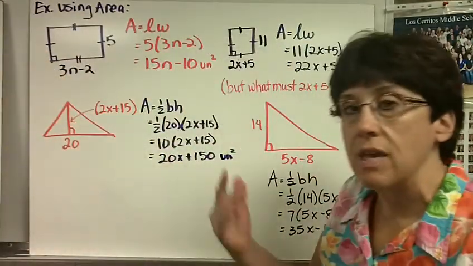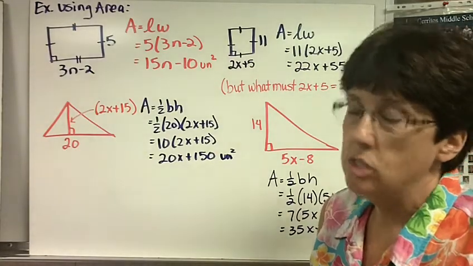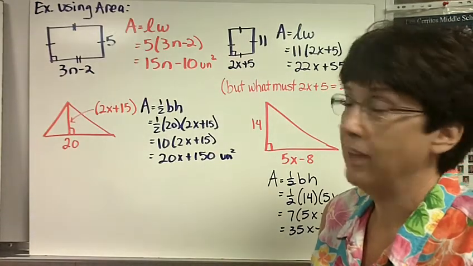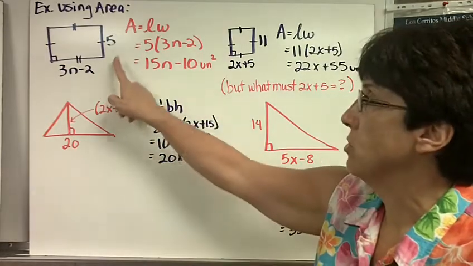So you really need to think about the signs when you're multiplying now. We're not making everything addition signs like we used to, okay? All right, here are some examples using area with the distributive property.